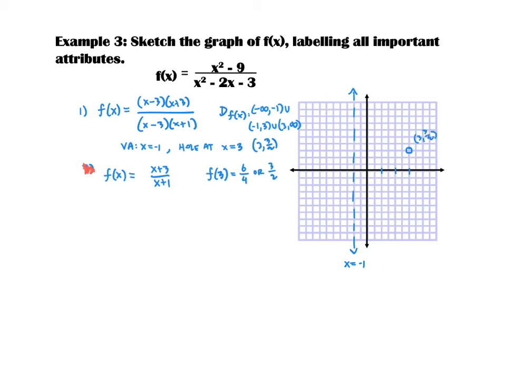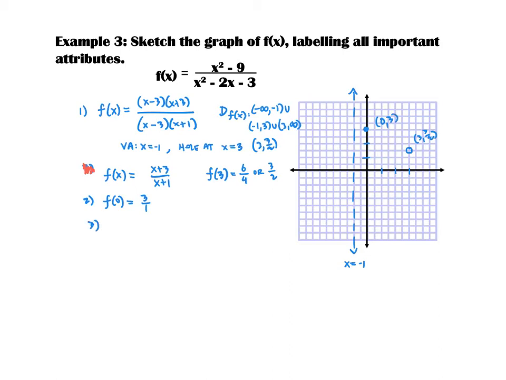Okay, let's move on to step 2. Step 2 is find the y-intercept if it exists. So f of 0, after simplifying, will be 3 over 1. So that will be right 1, 2, and 3. We got a y-intercept here at (0, 3).